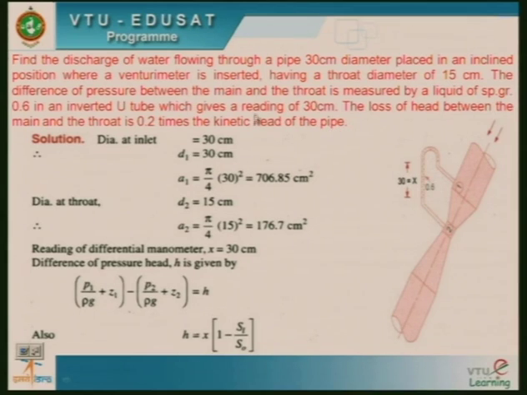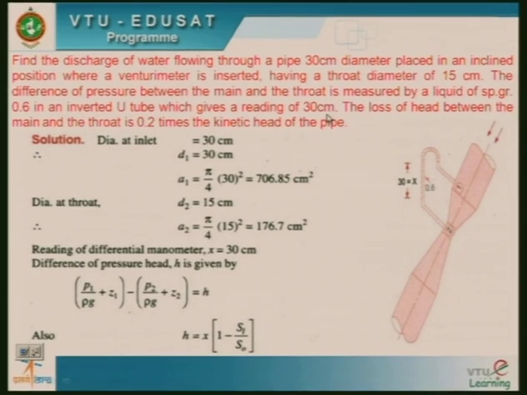Again, read the problem once more. It says find the discharge of water flowing through a pipe of 30 centimeter diameter placed in an inclined position where a Venturi meter is inserted, having a throat diameter of 15 centimeter. The difference of pressure between the main and the throat is measured by a liquid of specific gravity 0.6 in an inverted U tube, which gives a reading of 30 centimeter. The loss of head between the main and the throat is 0.2 times the kinetic head of the pipe. This problem is different from the problems we have solved till now. Let us see how to solve it. Let us start from the beginning.